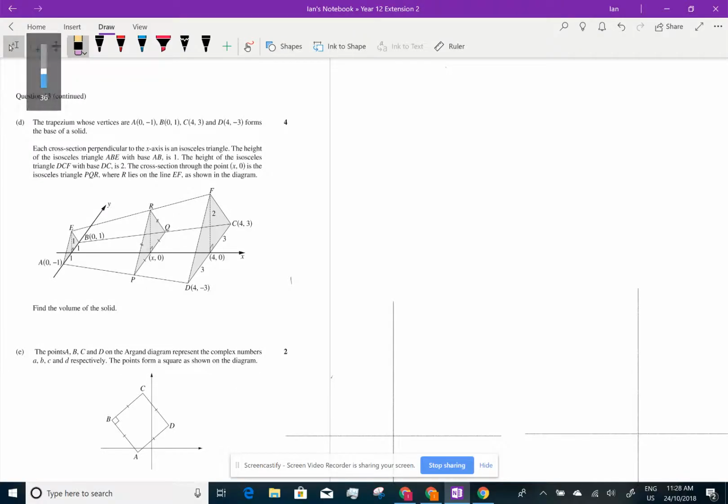Right, Year 12, I'm going to go through question 13e from Extension 2 paper 2017. Now, before I jump into this, I'm going to explain a little bit about vectors. So remember that a vector is a modulus with a direction.